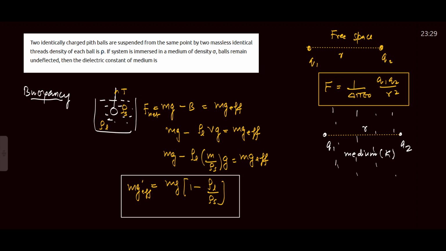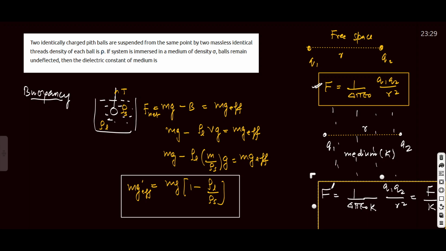So if the medium is infinitely large and the separation is the same, then the force acting between them is 1 by 4 pi epsilon into k, this extra term, times q1 q2 by r square. We can call this F prime, because earlier the free space force was F. So F prime is nothing but F by k, which means the force decreases by k times. You have to remember these two concepts directly, as they will help for this question.